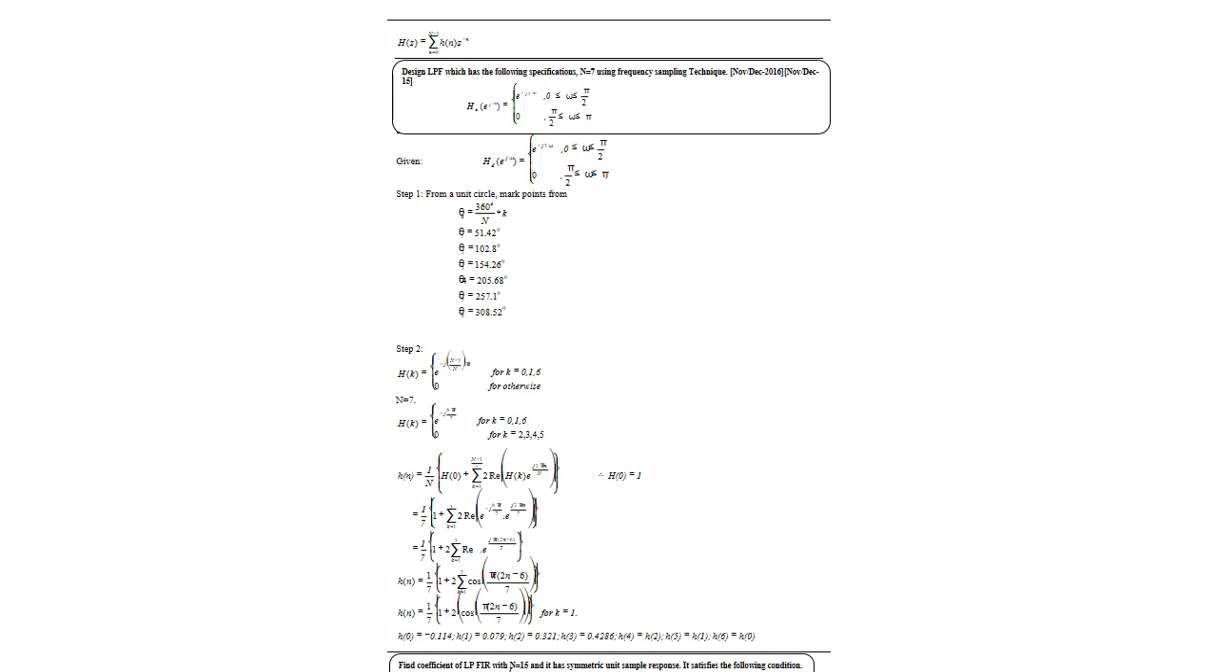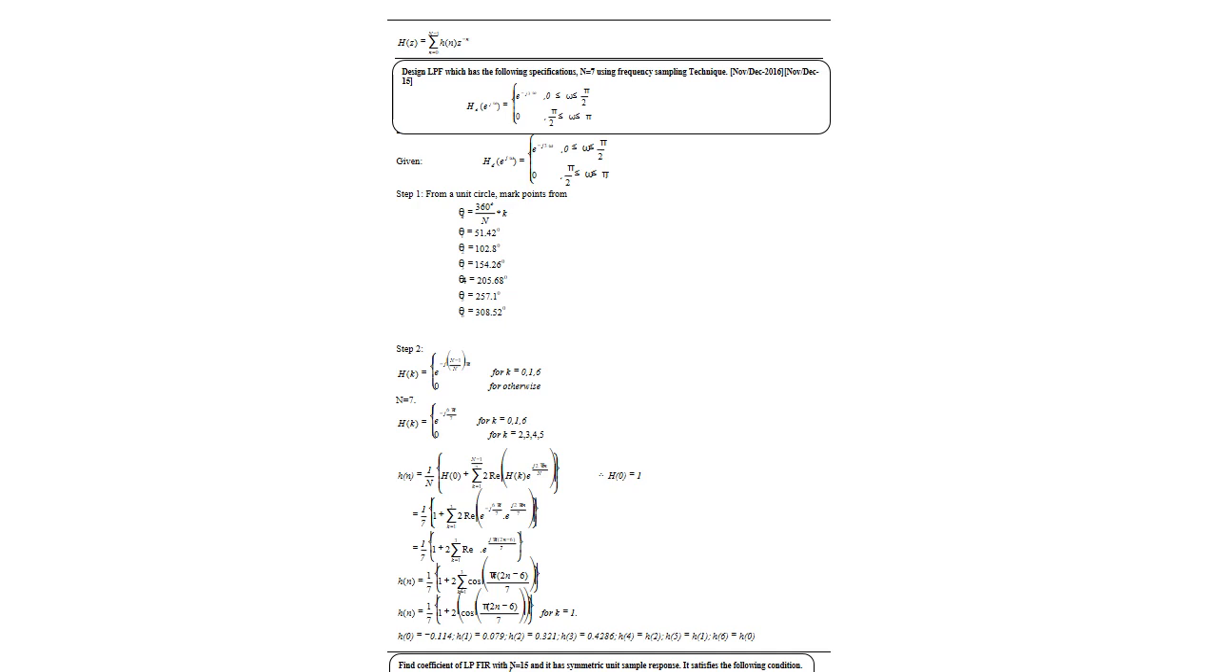Okay. Step 1 is we have to form a unit circle, and mark the points from theta k, that is equal to 360 degree by N into k. So theta 1 value will be, we have to substitute the values. So N value is already given, that is 7, and for k we put the value 1.